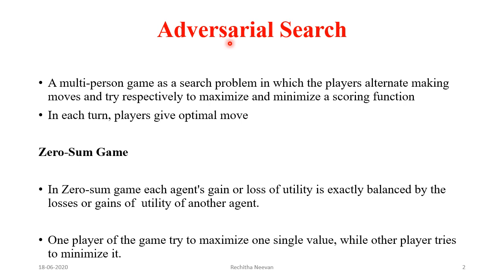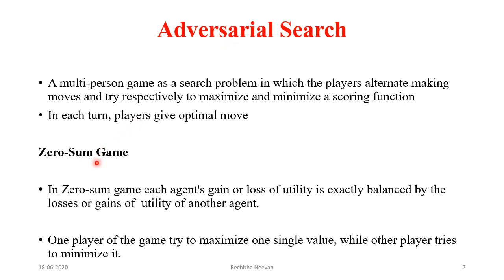In adversarial gameplay, each player plays alternately to make a decision regarding the next move. And of course, in adversarial games, we can assume that each player plays optimal moves. They also have conflicting goals.